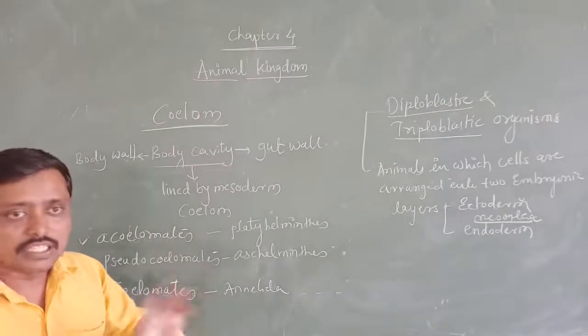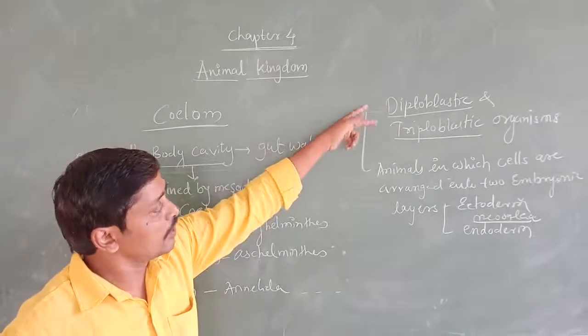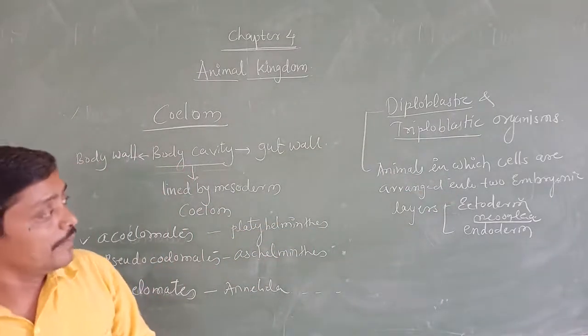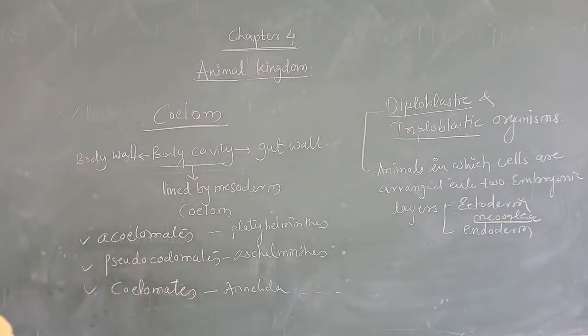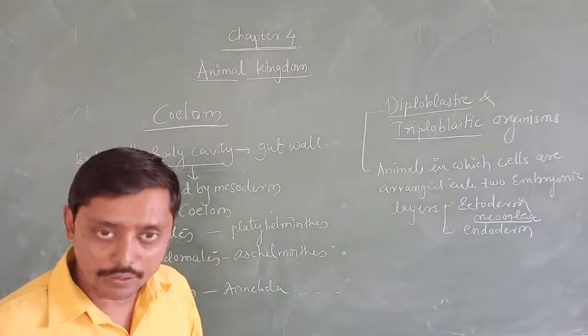Before that, once again I am going to make a clear view about the diploblastic organisms. Diploblastic organisms are animals in which the cells are arranged into two embryonic layers. One is ectoderm, another one is endoderm. Outermost is ectoderm and innermost is endoderm. Example, cnidarians. And here an undifferentiated layer, mesoglea, is present in between the ectoderm and endoderm.